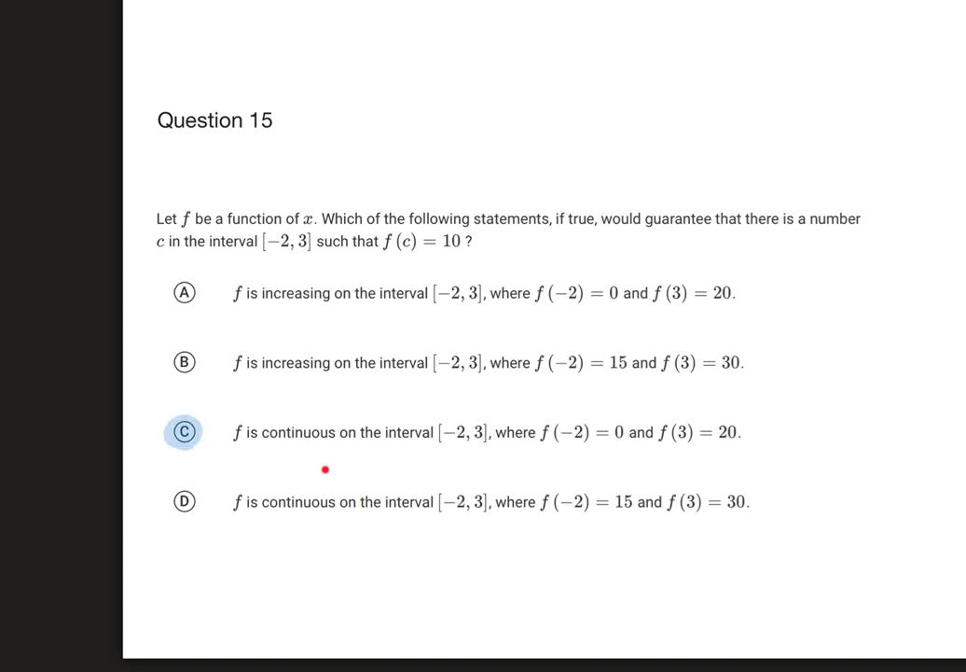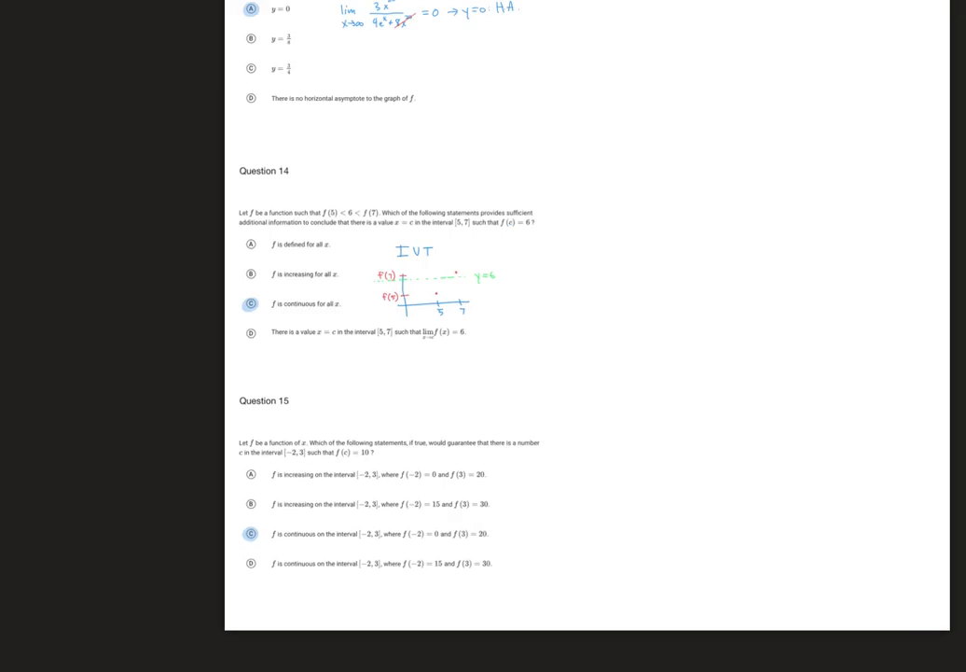So notice here, D, they say it's continuous. That's good. That lets us use the intermediate value theorem. But notice the y values at the endpoints, the y values at -2 and 3, don't contain 10. 10's not in between 15 and 30. So in this case, the function could equal any value between 15 and 30, but it doesn't have to equal 10 since 10's not in that interval. So, okay, that's everything.